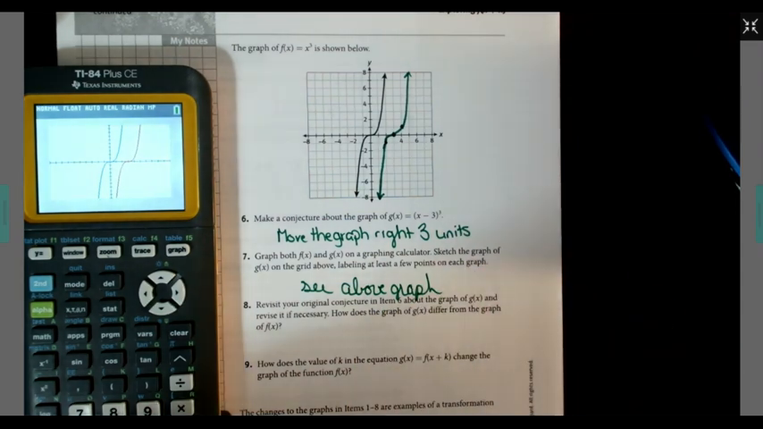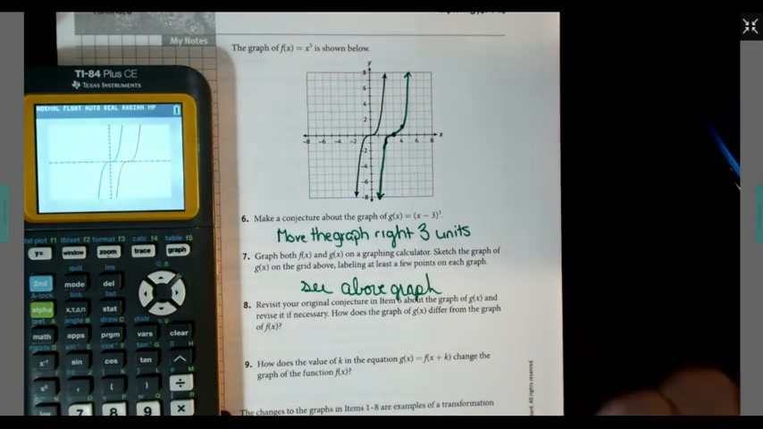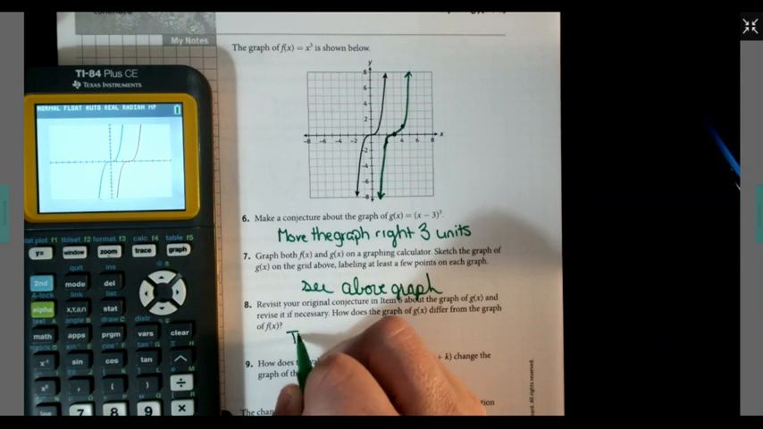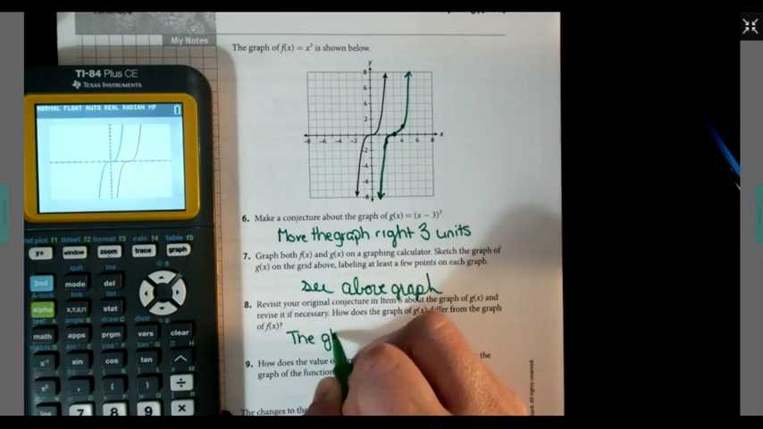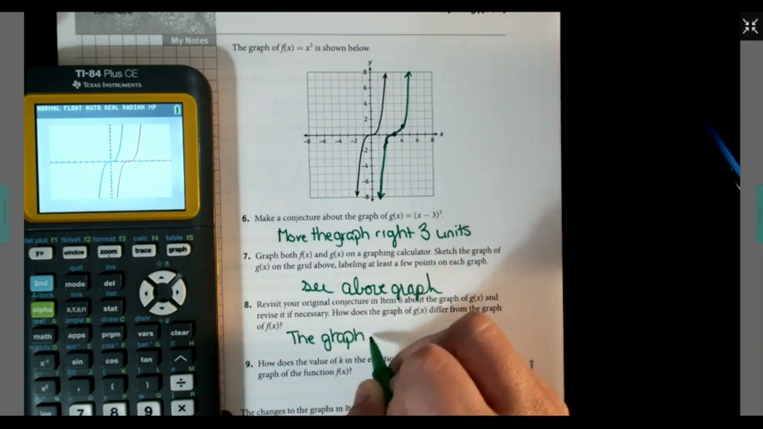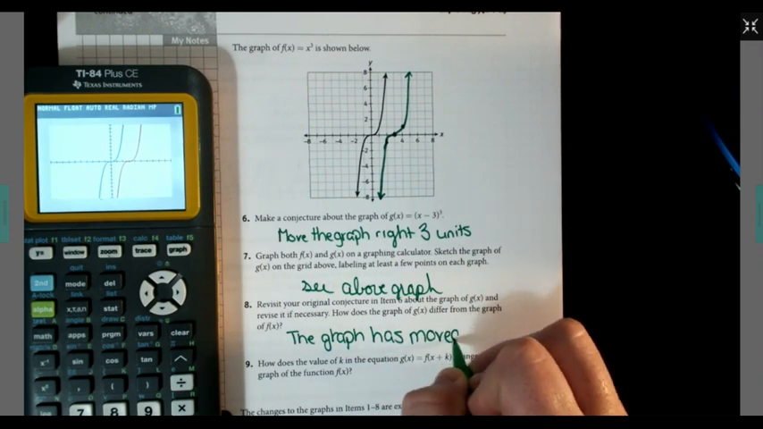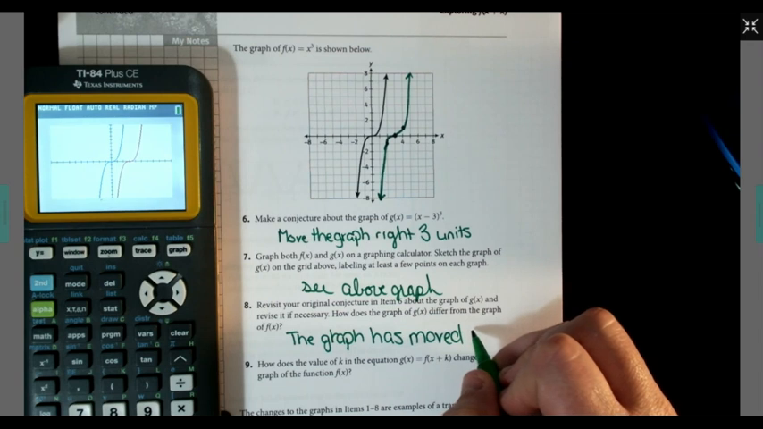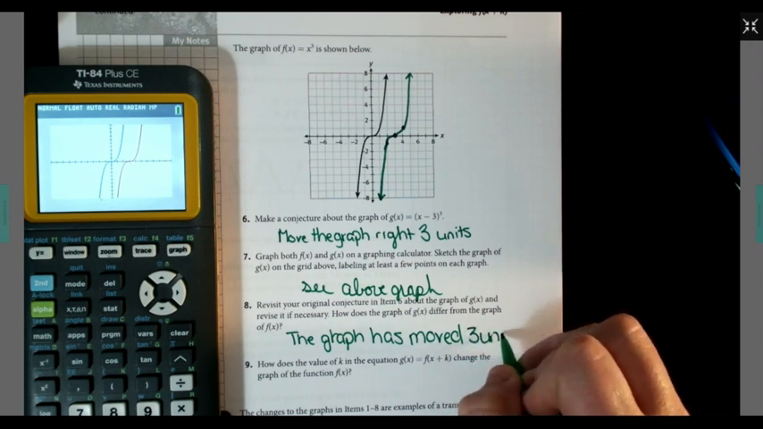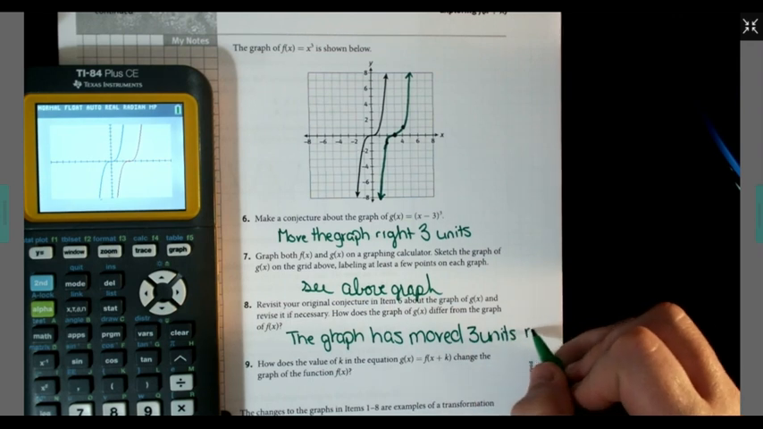Number 8, revisit your original conjecture in item 6 about the graph of g of x and revise it if necessary. How does the graph of g of x differ from the graph of f of x? The graph has moved three units right.